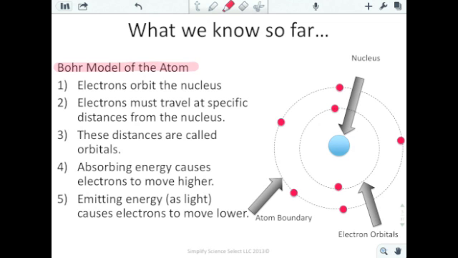Now, these distances are called orbitals. How far away from the nucleus we are, those are orbitals. So here's our first orbital, here's our second orbital. We talked about how when we absorb energy, it causes electrons to move higher. We talked about the bright line spectrum and how when you absorb energy, that electron can move up an orbital, and then as it drops back down, we see that it emits light. We see those as bright line spectrums. And so this is what we know: the Bohr model of the atom.